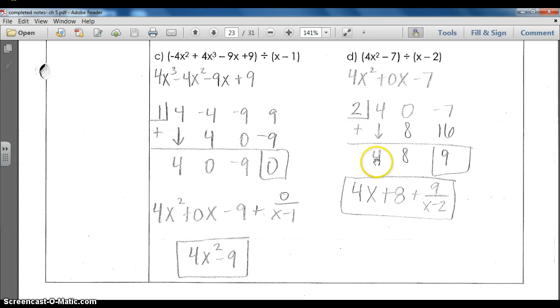Bring down that coefficient, multiply, get 8, add, multiply to get 16, add, there's your remainder. So here's our coefficients, here's our remainder. The 4, it's not x squared, we do 1 less, so it's x, 4x, then the 8, then the 9 over x minus 2 for your remainder. All right, so it's a lot easier than long division, isn't it?